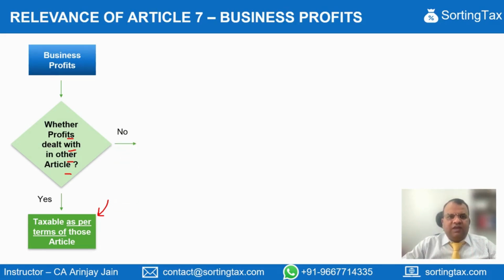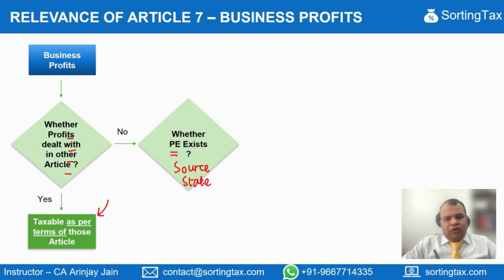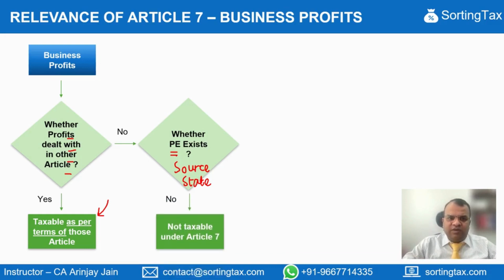But if the answer is that the profits are not dealt with in any other article, the next question is, does the foreign company have a permanent establishment in the source state? If the foreign company has a permanent establishment in the source state, in such a case, the provisions will need to be looked at differently depending on whether there is a permanent establishment or there is no permanent establishment. If there is no permanent establishment, then the taxability under Article 7 would not arise.